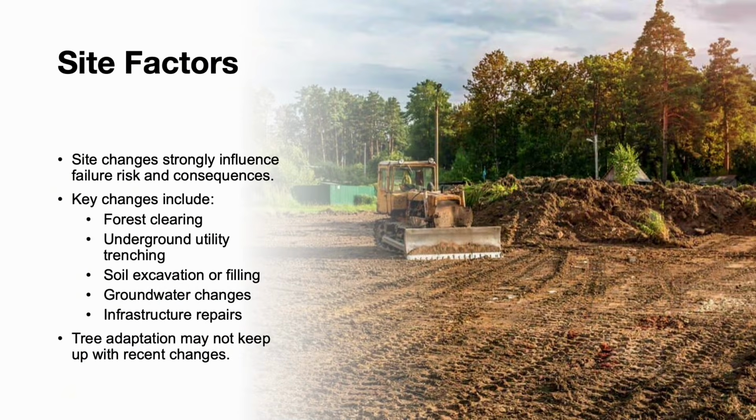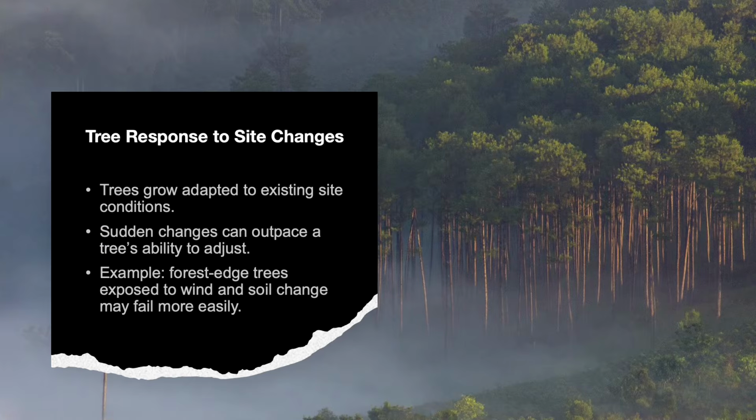Site conditions play a major role in both the likelihood and the consequences of failure. Significant site changes like clearing forests, digging trenches, altering soil levels, or changing groundwater can affect root system and tree stability. When these changes happen suddenly, trees may not have time or the resources to adjust, increasing the likelihood of failure. And trees adapt pretty slowly to the environment over time. When a stable setting suddenly changes, trees can become compromised.